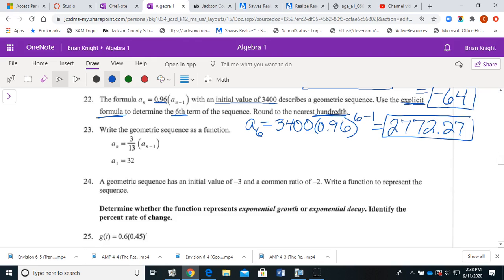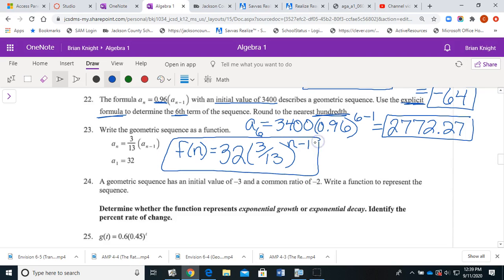23, write the geometric sequence as a function, okay? So f of n, f of x, it doesn't matter. What form is this that they gave us? That is the recursive, so they want the explicit. So we need to put what first? A1, which is 32, times, what are we multiplying it by every time? 3 over 13 to the n minus 1 power. That's all you had to do because it just said write the sequence as a function, okay? So there's your function. Like I said, if you used f of x, that's great too.